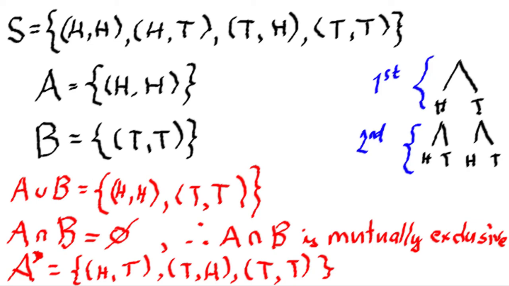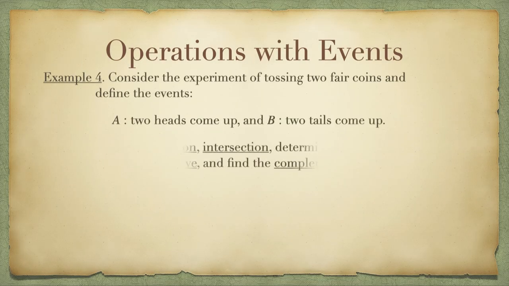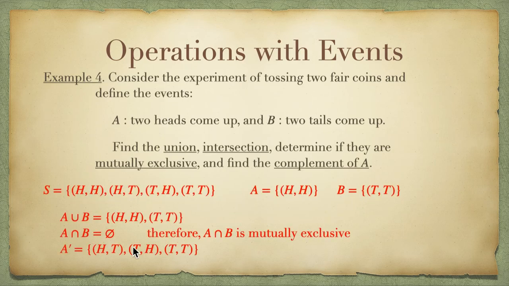Okay, so let's go back to the slides. So we have our answers here. The sample space is this, our event A is this, our event B is this. A union B is HH and TT. A intersection B is an empty set, therefore A and B are mutually exclusive, which answers our third question. And A complement is equal to this: HT, TH, and TT.